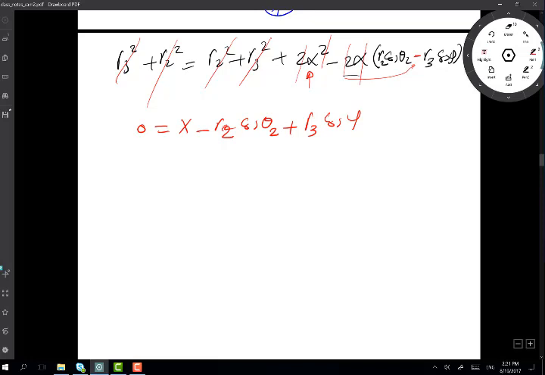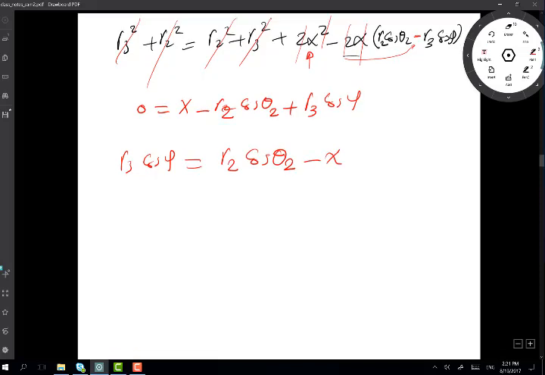By saying, okay, so I can put cosine phi on one side of the equation. So I'll have R3 cosine phi. On the other side, I'll have R2 cosine theta 2 minus x, correct? So this will be minus x. So now that's R2 cosine theta 2 minus x, which was R2 cosine theta 2. I had plus or minus, minus or plus, right? The square root R, I had R3.